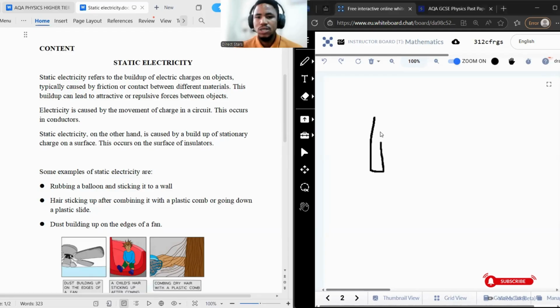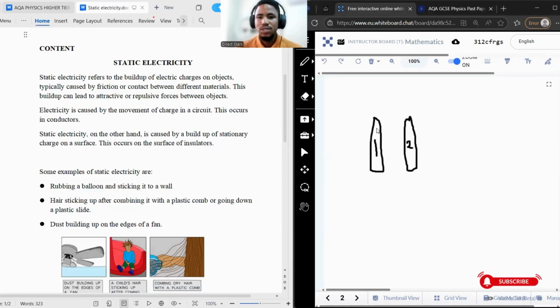So let me just say this is insulator 1 and this is insulator 2. At this point, they have different charges. The positive charge is here, the negative charge is here, the positive charge is here, the negative charge is here. Without contact, there is no movement of charge. But when there is contact between them, the buildup at this contact is when the charge flows. At that point, that is static electricity.